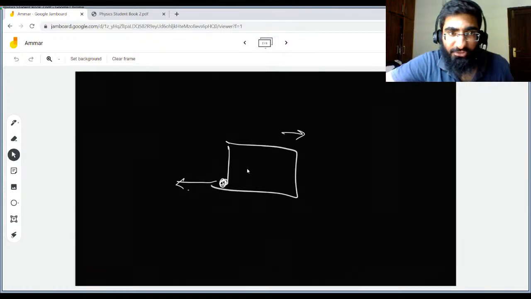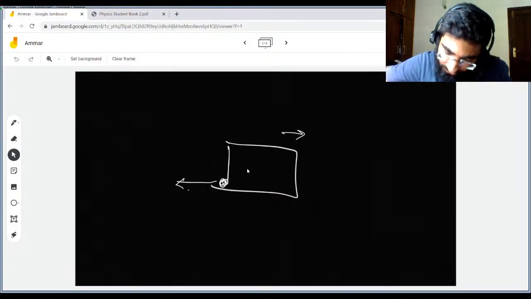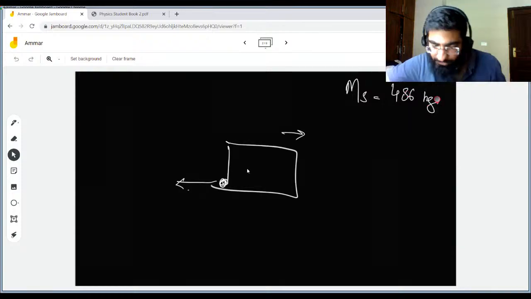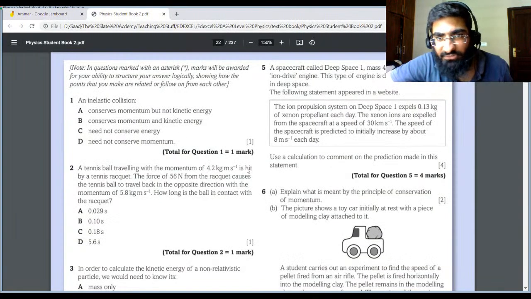Okay, so what's the mass of the spacecraft? Mass of the spacecraft is 486 kg. So I write that, and I don't know what its speed is, so I assume it to be x. U of spacecraft is x. Now what's the mass of these ions being released? Let's say it expels a mass of 0.13 kg together at a particular point of the day.